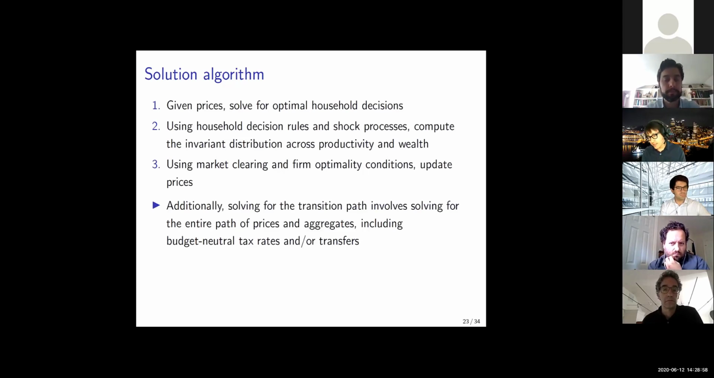Now that's the steady state. So the steady state can be solved really quickly. Additionally, solving for the transition path is going to involve solving for the entire path of prices and aggregates, including all the budget neutral tax rates and transfers, depending on whether it's the labor income tax or the capital income tax. So the constraint here is really the computational time it takes to solve along the transition, because we do have these capital skill complementarities, the model responds quite sensitively to small changes in prices. So that's really the only constraint in terms of us trying to add more interesting things to the model.